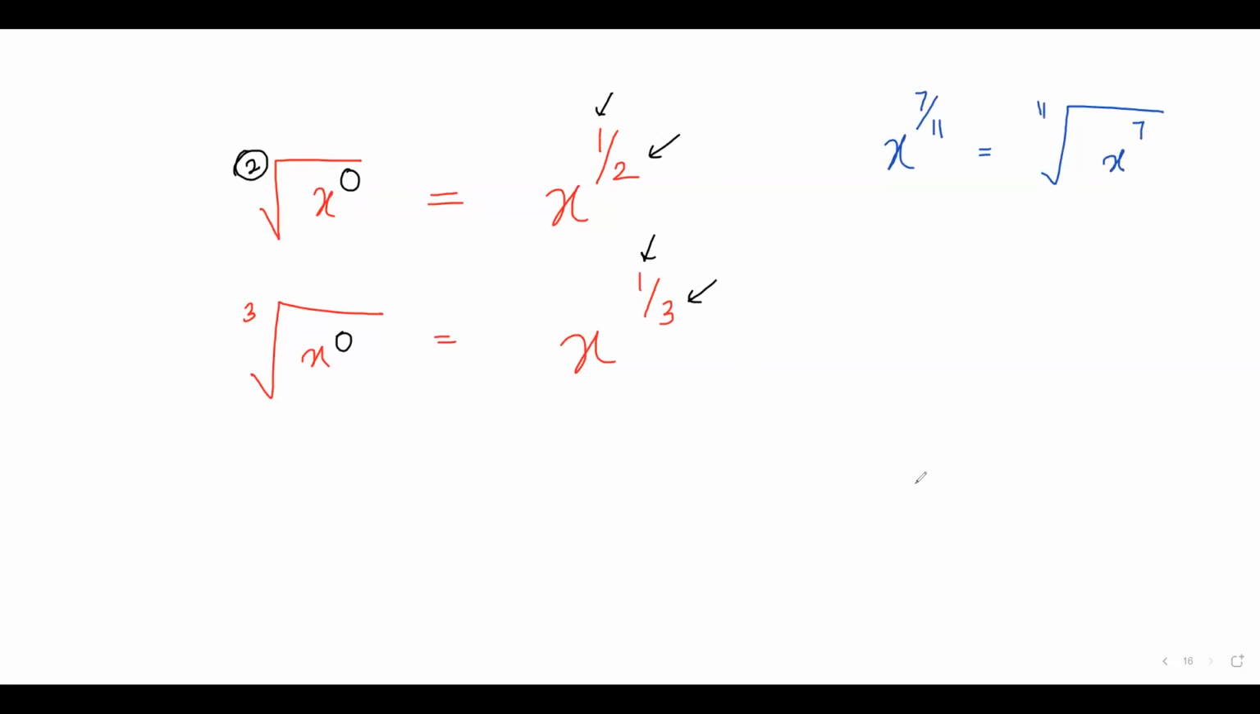So how to remember this? Whenever you see a fractional index, it's always a root. Or whenever you see a root, it's always a fraction. Just interchange it that way. So for example, I give you 5 to the power 2 over 3. How would you write this? 2 comes inside, 3 comes outside.